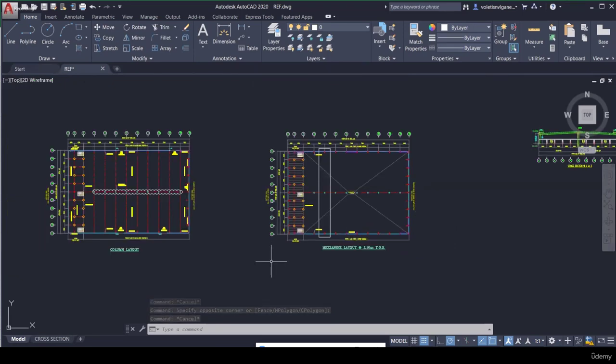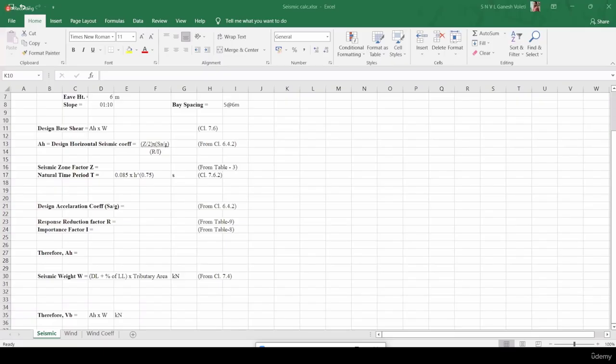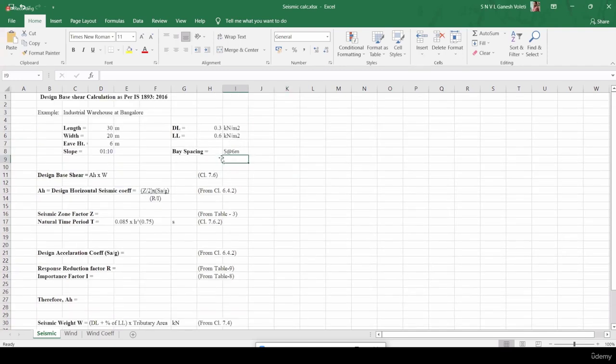So based on this terminology, I'm going to explain how to calculate loads, such as dead load and live load. There is no calculation for any dead load and live load; whichever is given by the customer, we have to take the dead load and live load. But when it comes to seismic and wind, there are some particular calculations.